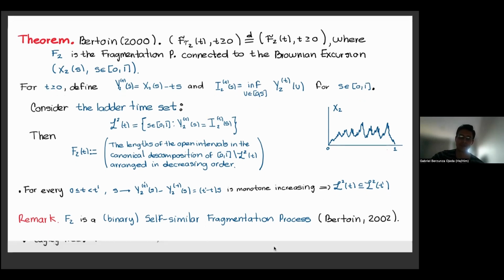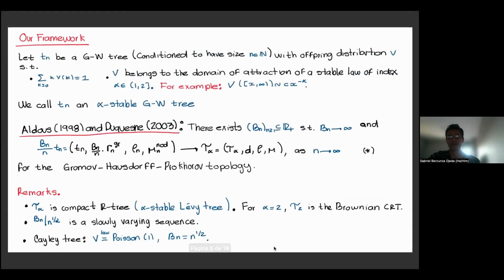So what is our framework in this work with Cecilia? We wanted to extend this result, and a natural extension would be, instead of cutting down only a Cayley tree, why not cut down a Galton-Watson tree conditioned to have size n. In particular, we consider that the offspring distribution, which I denote by nu, is critical, and it belongs to the domain of attraction of a stable law of index alpha between 1 and 2. For example, you can assume that this offspring distribution has this tail behavior. And from now on, I will refer to Tn as the alpha-stable Galton-Watson tree.